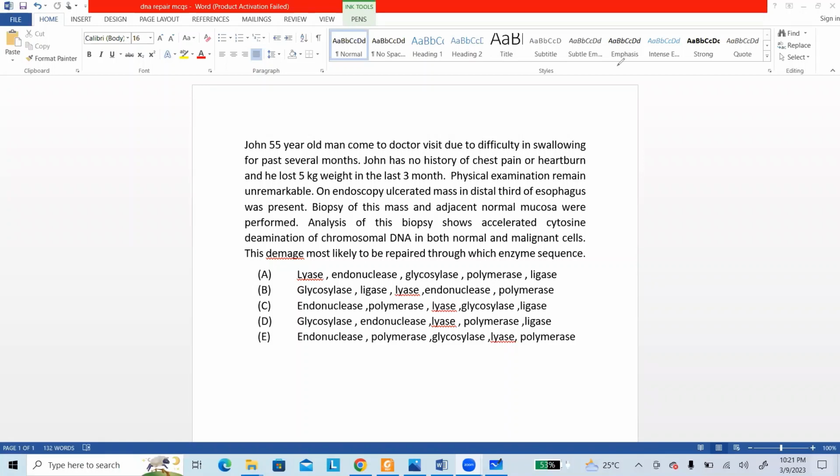Before going to the right answer, first we have to know the details of the DNA repair mechanism. The first thing that is clear in this question is that there is a problem in the DNA, the cytosine deamination. When cytosine deamination takes place, it converts to uracil. Uracil is not present in DNA. Uracil is only present in RNA.